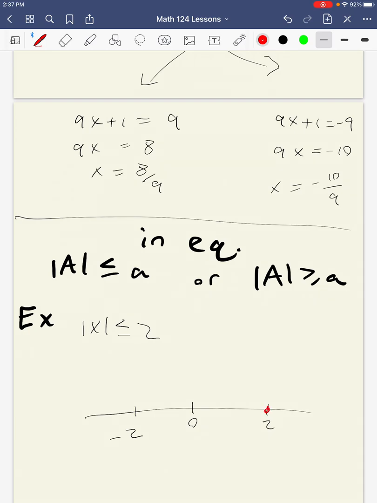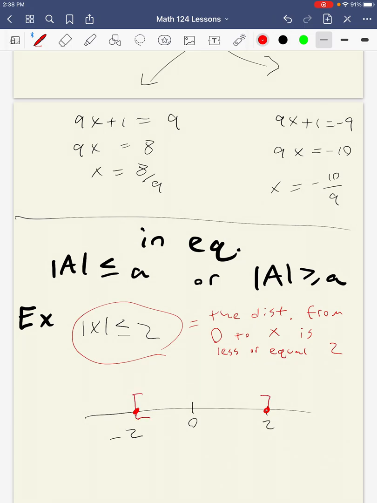If the absolute value of x equals 2, that means we're dealing with either one of these two numbers here. But what does it mean if an absolute value is less than or equal to a number? Well, that's like saying the distance from 0 to x is less than or equal to 2, right? Well, on the number line, we know that's all of these numbers, right?